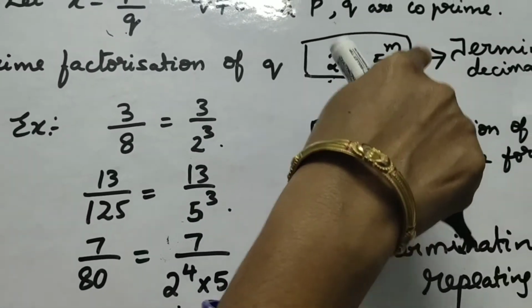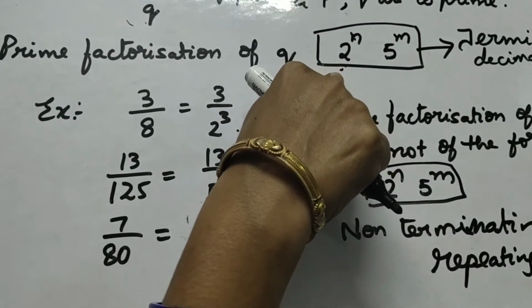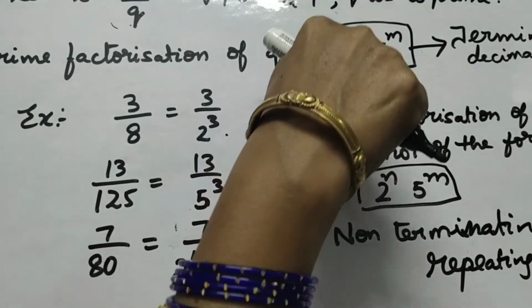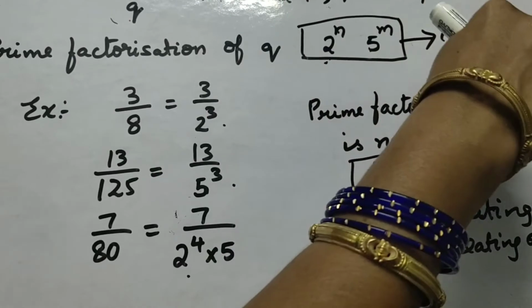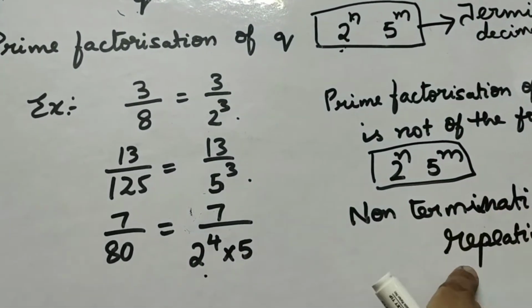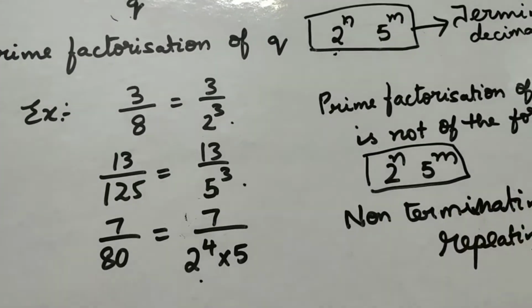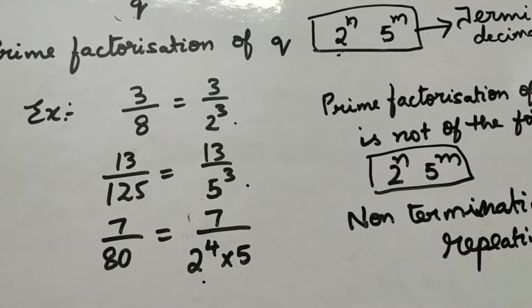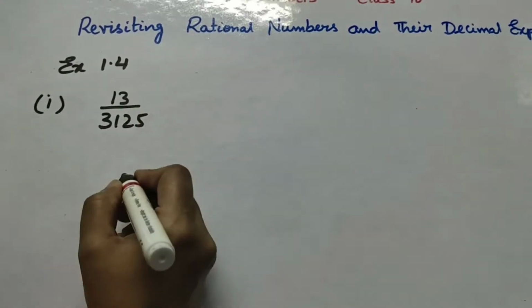Vice versa, if the denominator is in the form of 2 to the power of n and 5 to the power of m, then it is a terminating decimal. If it is not in this form, then it is a non-terminating repeating decimal. I will explain with one example again. So let me explain this example.